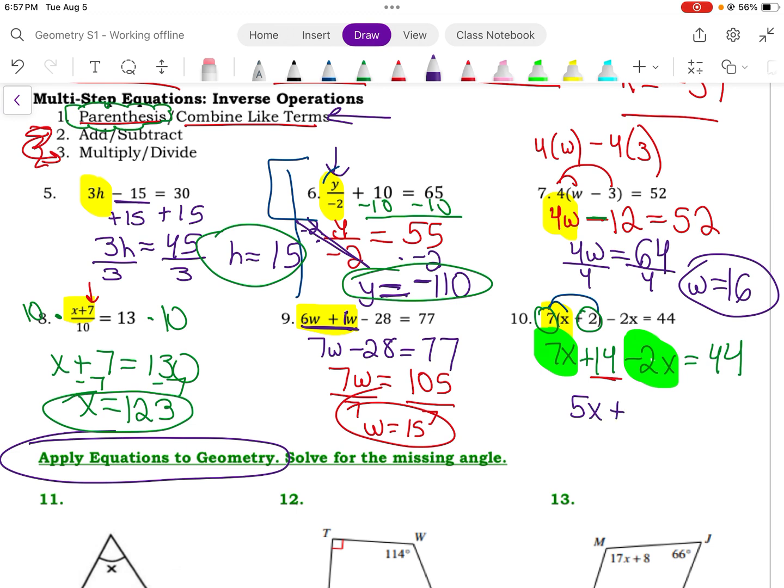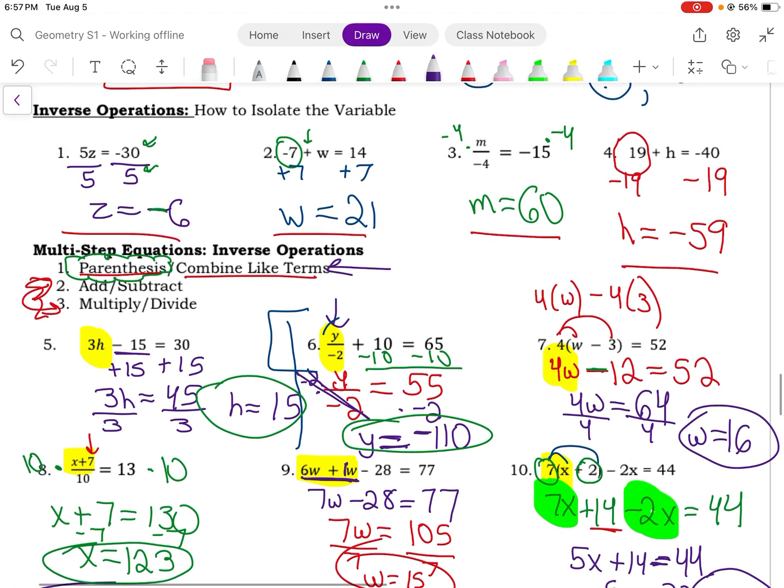So you have 5x plus 14 equals 44. So 5x equals 44 minus 14. And then divide by 5 to both sides, and x equals 6. So those are the answers for the multi-step equations, and then we have our one-step equation.